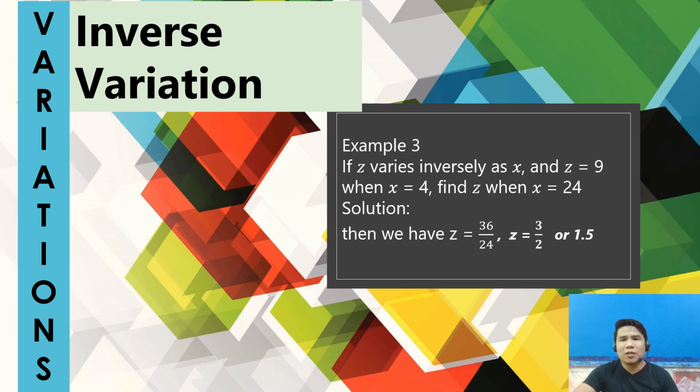Now you can compare, relate x and z. Your x is a larger number, 24, but your z is 1.5, a small number. It gives us the idea that as x increases, the value of z decreases. And if the value of z increases, our x will decrease. This is how inverse variation works. When one quantity goes up, the other quantity goes down. And if one quantity goes down, the other quantity goes up.